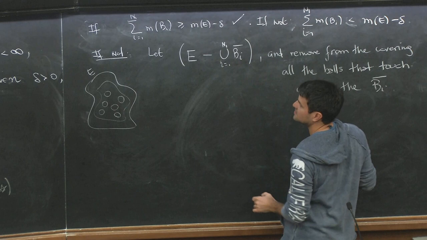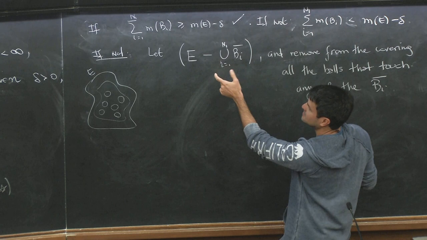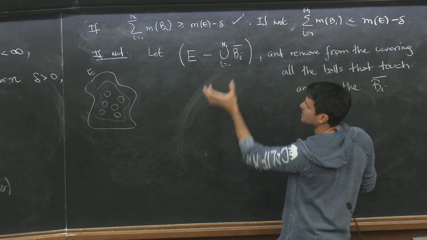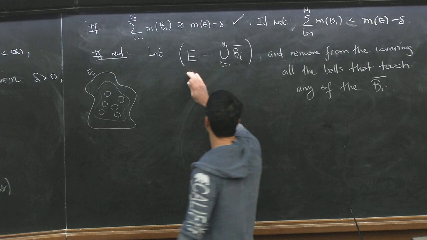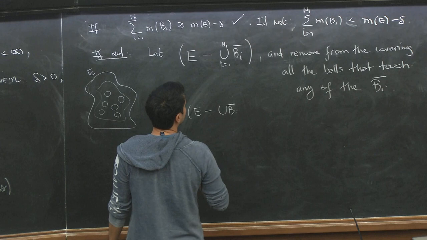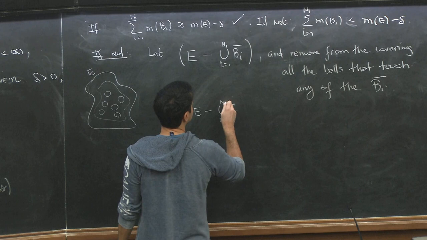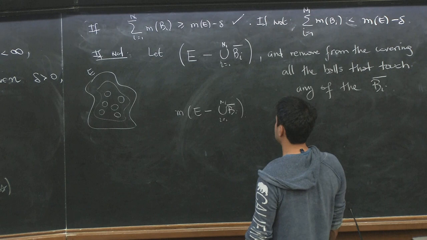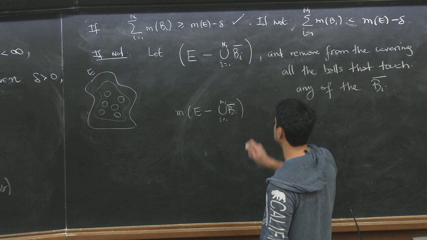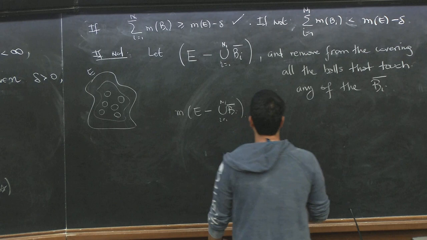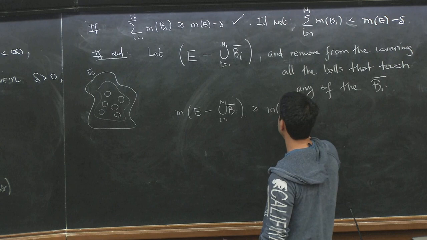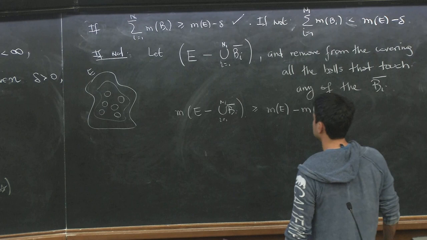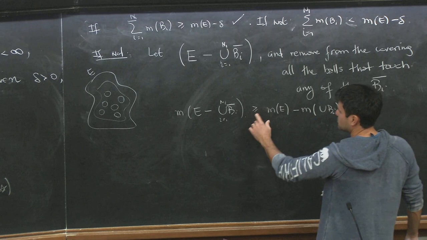Because if a point is in E and it's not in this closed set, then there is a little open ball around it that does not touch any of these, by the Vitali covering condition. Okay? And of course, the measure of E minus the union of these B_i is bigger or equal than the measure of E minus the measure of this union of B_i, right? Because by the triangle inequality, if I move this to the other side, the measure of E will be less than or equal than the measure of E minus a set plus the measure of this set.